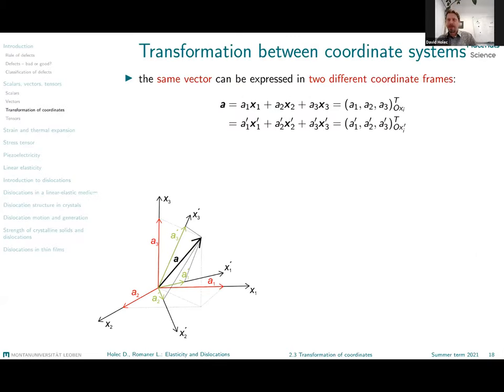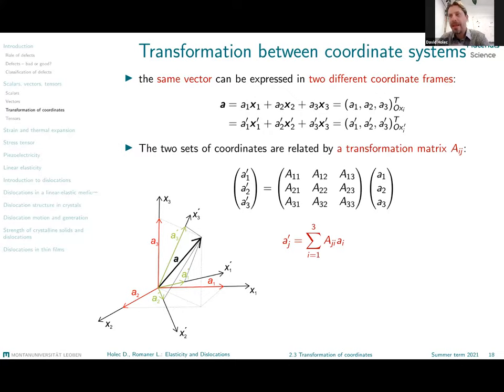This translation is done mathematically by expressing the vector A in the two different coordinate frames, which is always mathematically the same linear combination of the basis vectors, right, leading to the three coordinates A1, and here we have the three coordinates A primes. These are related to each other. By knowing the old coordinates, or the unprimed coordinates, I can obtain the new coordinates.